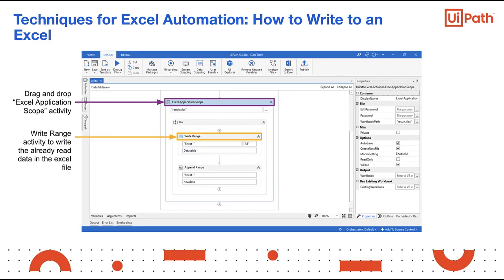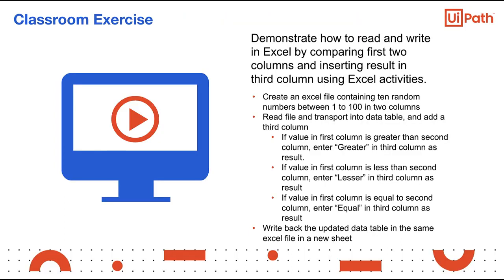Next, specify the path of the new Excel file to write data. Finally, provide the name of the variable with the previously read data. On execution, the data will be written to a new Excel. Now, let's watch this demonstrative video on how to read and write in Excel by comparing the first two columns and inserting results in the third column using the Excel activities.